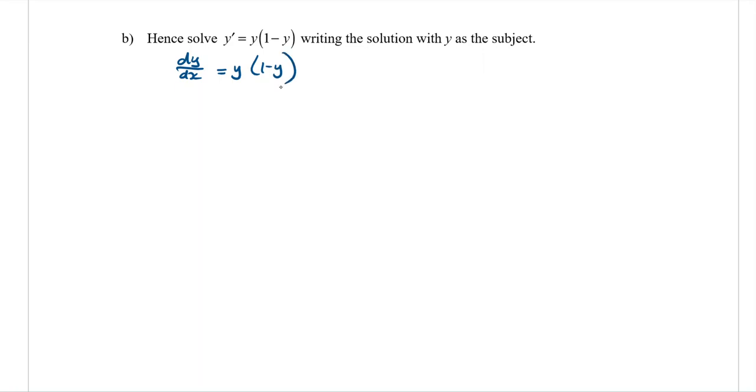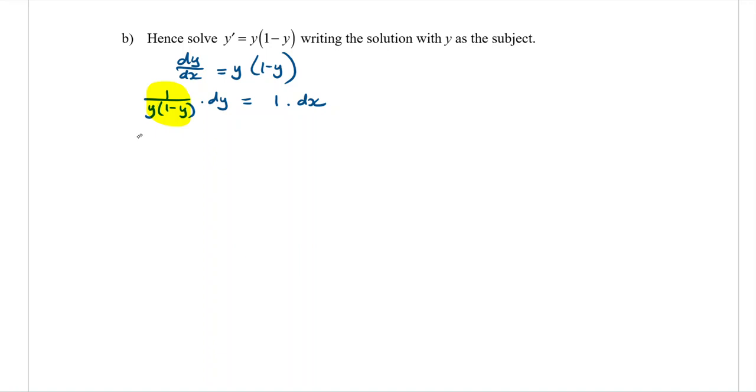Now, if we're going to use the separable method, let's get all of our y parts over on the left-hand side. So it's 1 over y times 1 minus y dy equals, now there's no x parts left there, so it's going to be 1 times the dx. Now, hopefully, this part here looks really familiar because we just in part A separated that. And we need that separated so that we can integrate it.